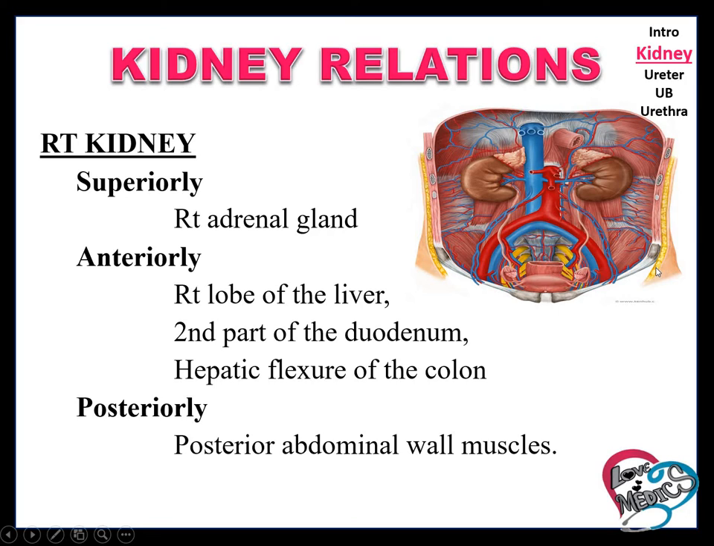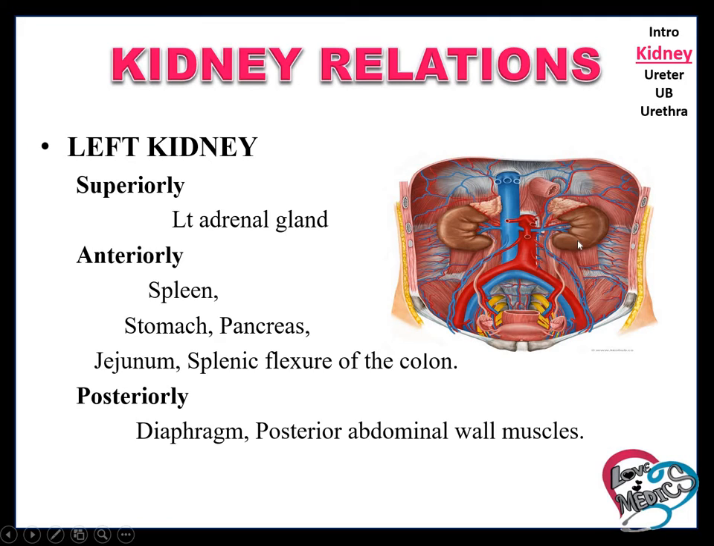Relations of kidneys. First, the right kidney, superior. Superior means above. Above the kidney, the right adrenal gland is present. Anterior means front. In front of the kidney, the right lobe of the liver, the second part of the duodenum and the hepatic flexure of the colon are present. And posteriorly, the posterior abdominal wall muscles are present.